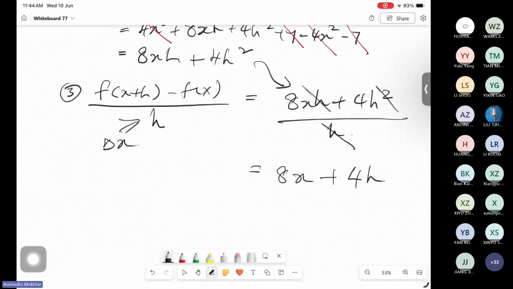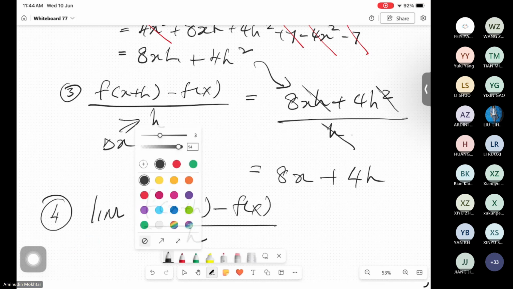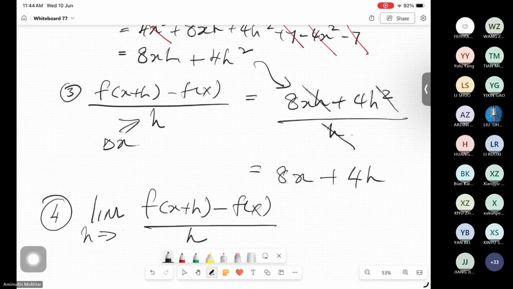Okay. So the step number 3. Okay, the last step, step number 4, we find the limit. For step number 4, the limit for this function, f(x+h) minus f(x), divided by h, when h approaches 0.